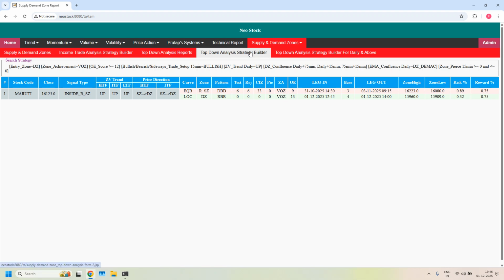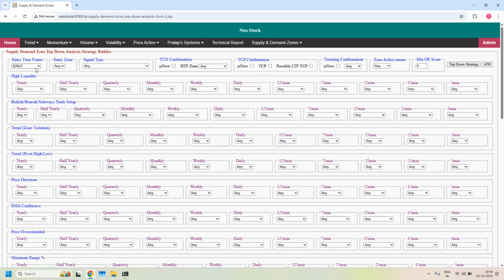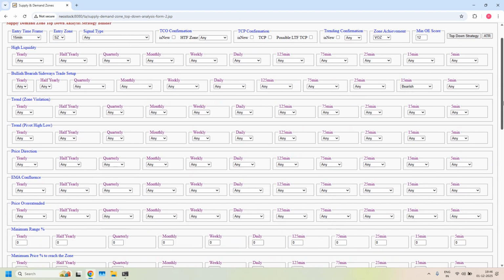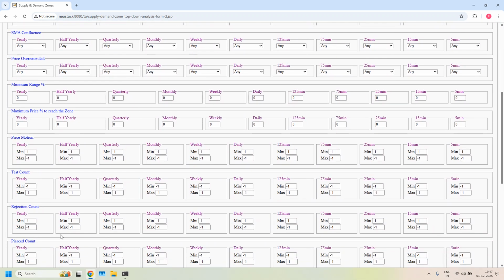Next, bearish trade setup for daily income trade. Entry time frame zones are 15 minute supply zones. And at 15 minutes time frame, I am selecting bearish. Zone achievement violated, opposing zone. Minimum odd and enhanced score should be 12. And also, this 15 minute supply zone should not be pierced. So in the pierced count parameter, at 15 minutes time frame, minimum value 0, maximum value 0. Let's filter.